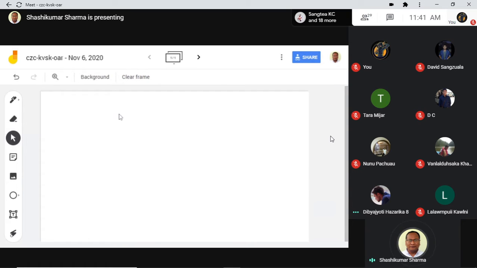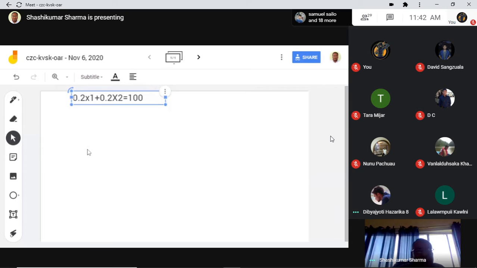All right. Now let's go for the second equation. The second equation is 0.2 x1 plus 0.2 x2 is equal to, we cannot write greater than equal to out here, so is equal to 100.